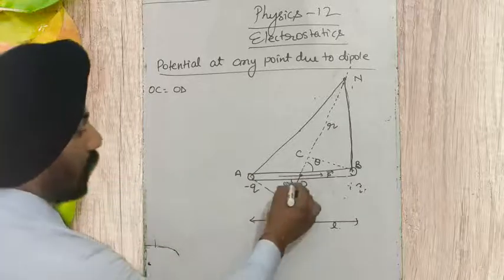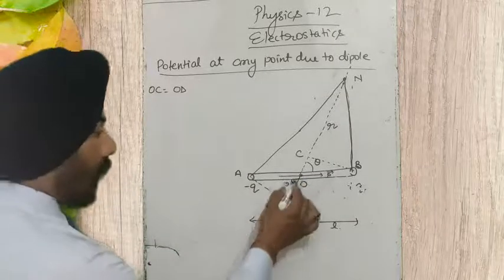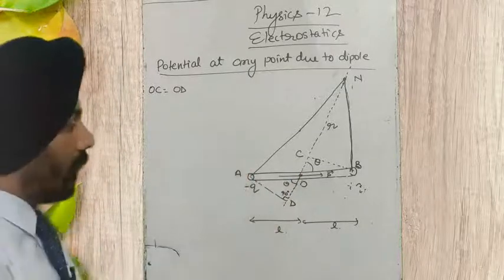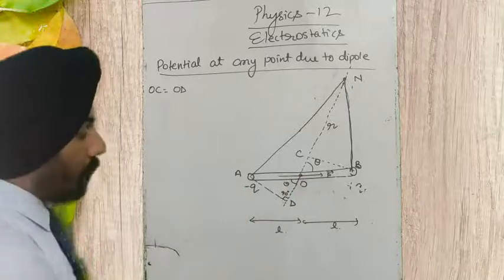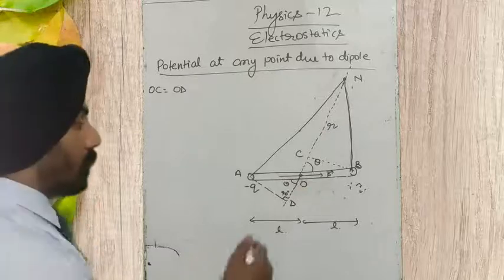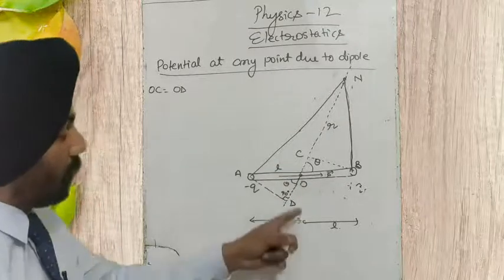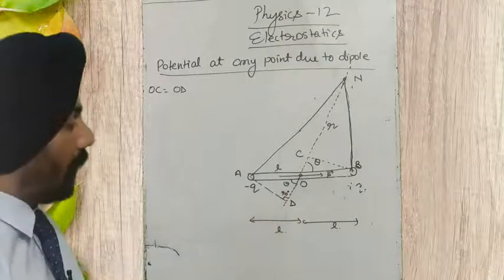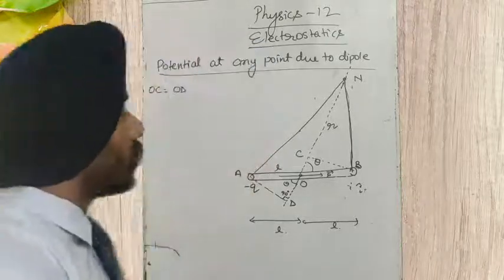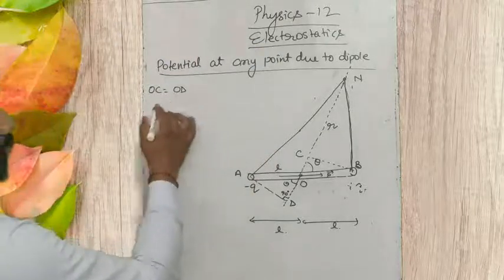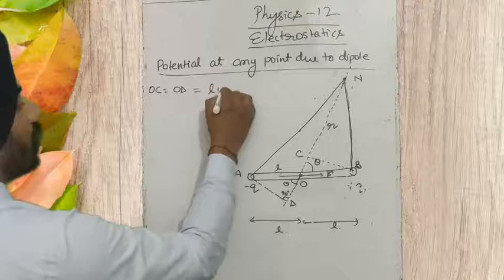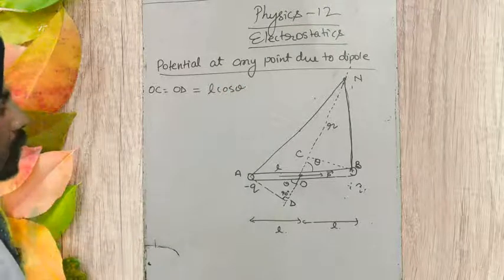According to this angle, OD is the base and OA is the hypotenuse. This is a right angle triangle. We have the value of the hypotenuse and want to calculate the base, so which trigonometrical ratio do we have to take? We have to take cos theta. OC is equal to OD and they will be equal to L cos theta.